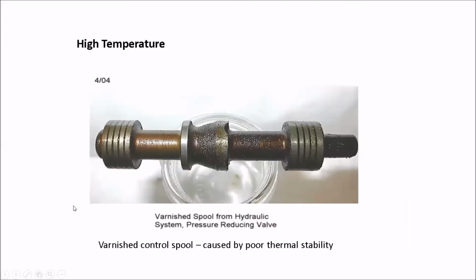Okay, this is a spool, a valve spool, taken out from the valve. Inside the valve, what happens when you have high temperature? As I explained earlier, you have oxidation. Due to oxidation, you have varnish here, and you have dirt all collecting on the spool.